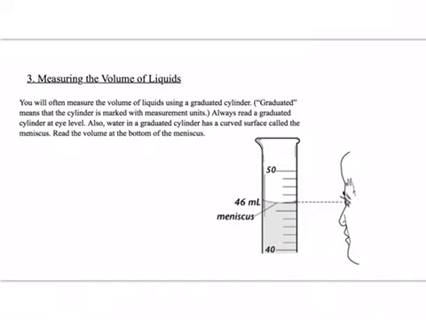In measuring the volume of liquids, we use graduated cylinders, and it's very important to read a graduated cylinder correctly. Always read a graduated cylinder at eye level. Also, water in a graduated cylinder has a curved surface called the meniscus. So read the volume at the bottom of the meniscus. This curve is called the meniscus. You are not going to read this part. You are going to take your eye level tangent to the meniscus and read this value.